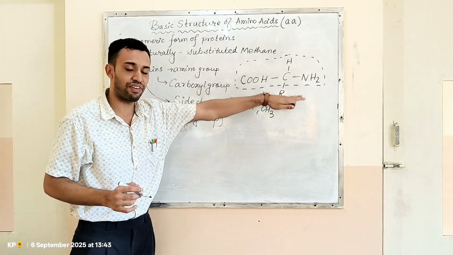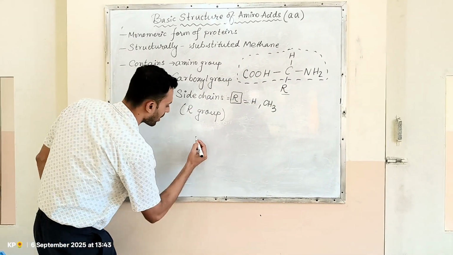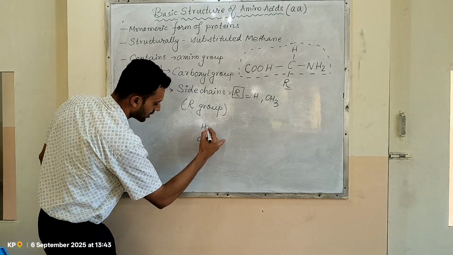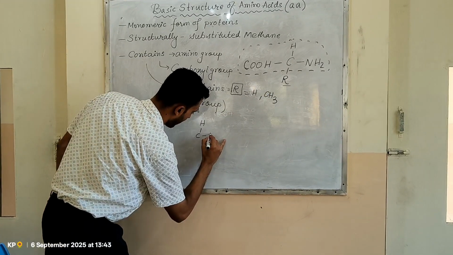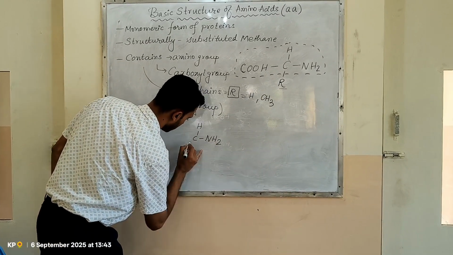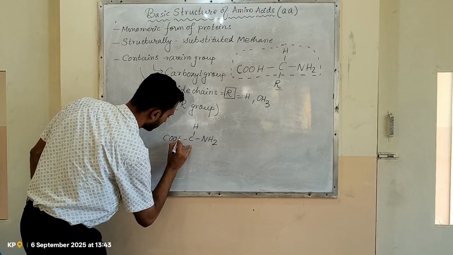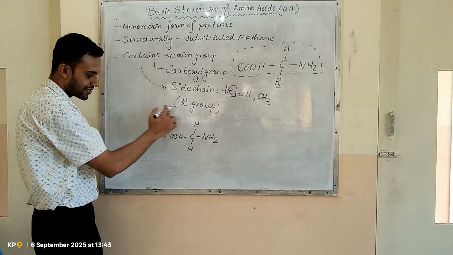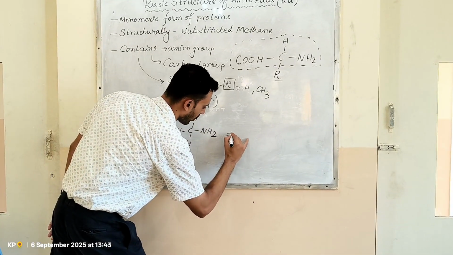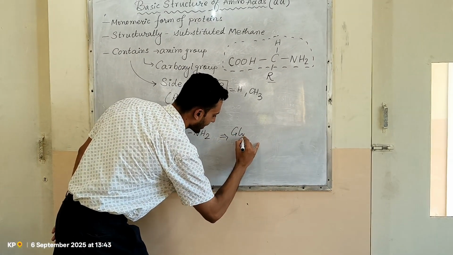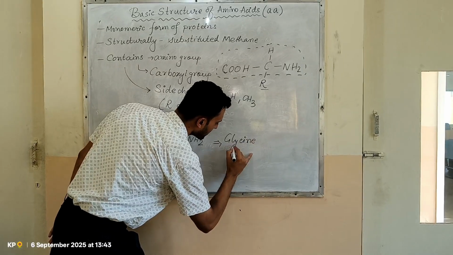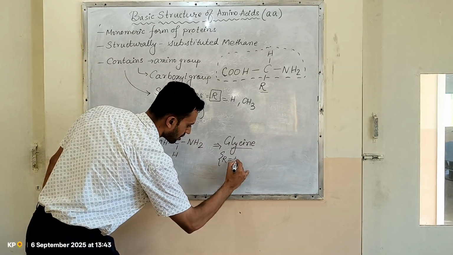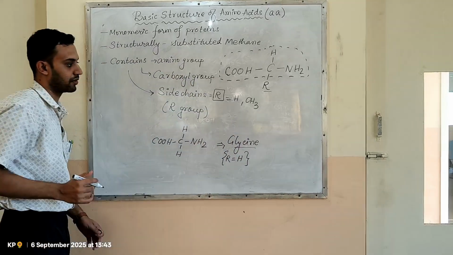Now, if I exemplify this phenomenon, let's say R is a hydrogen. So let us draw this hydrogen, the amino group, one carboxylic group, and in case of R, we'll write hydrogen. If this is the structure, then this amino acid is known as glycine. This is one of the simplest amino acids. In glycine, you can say the R group is my hydrogen atom.